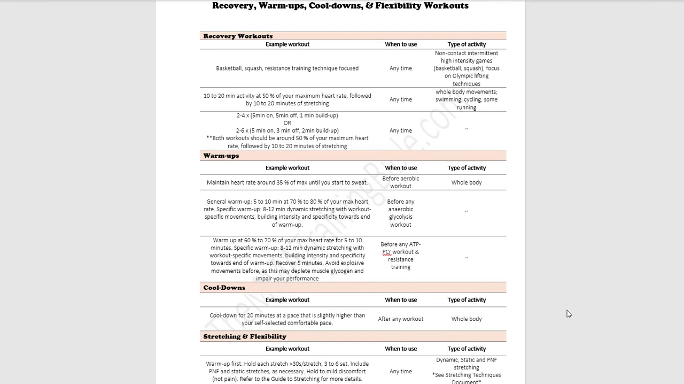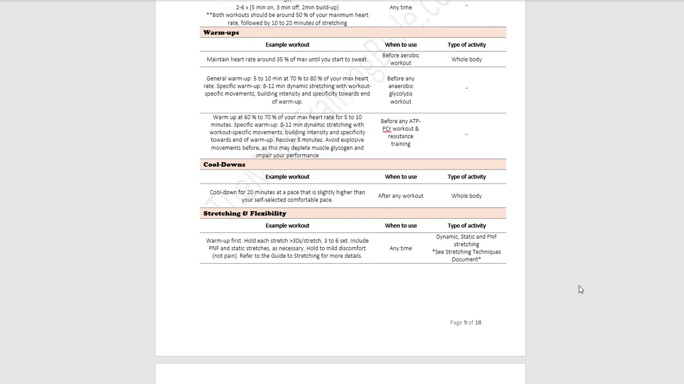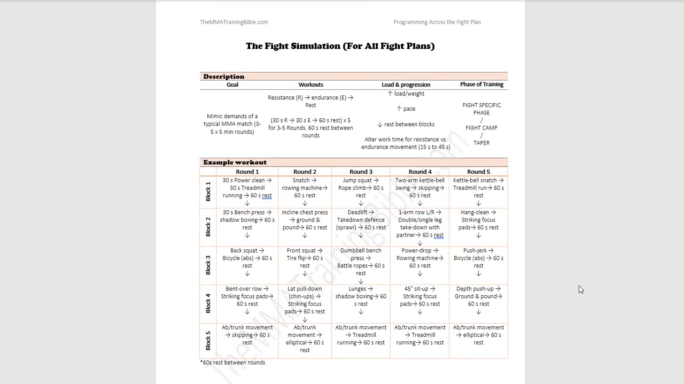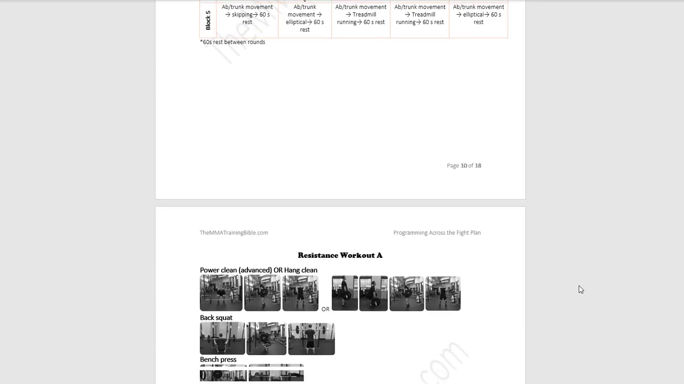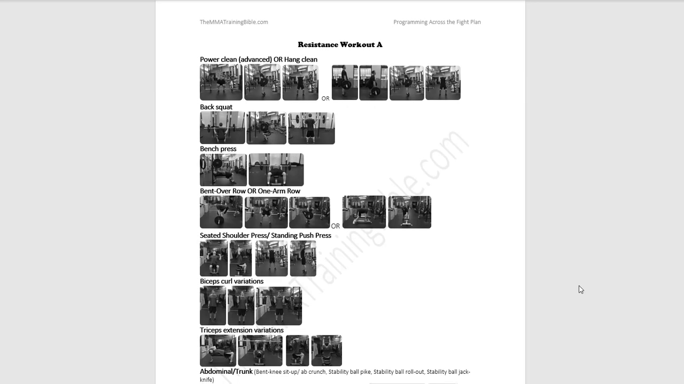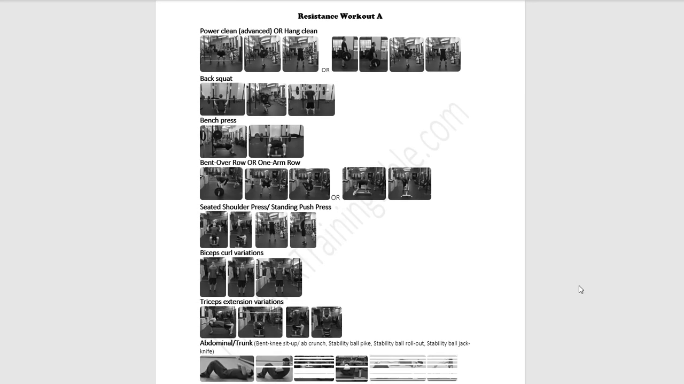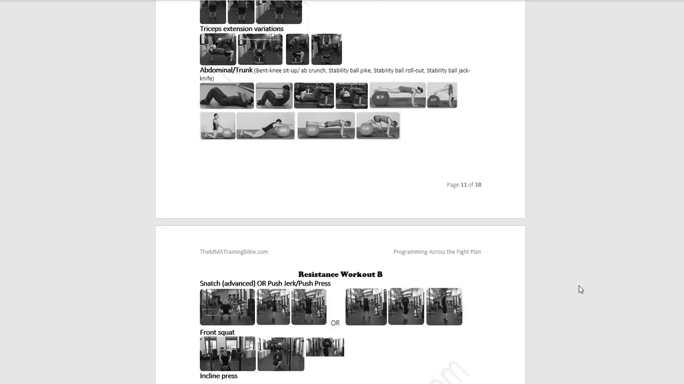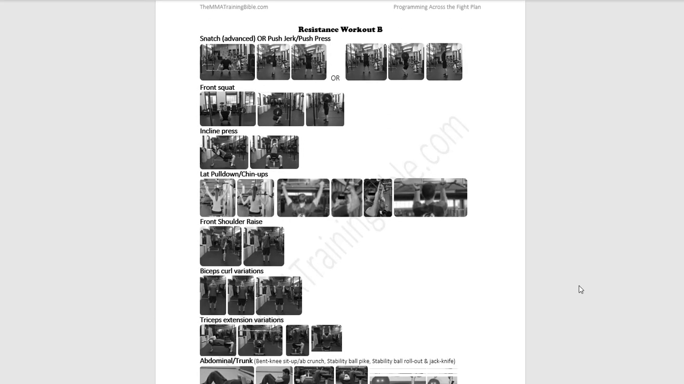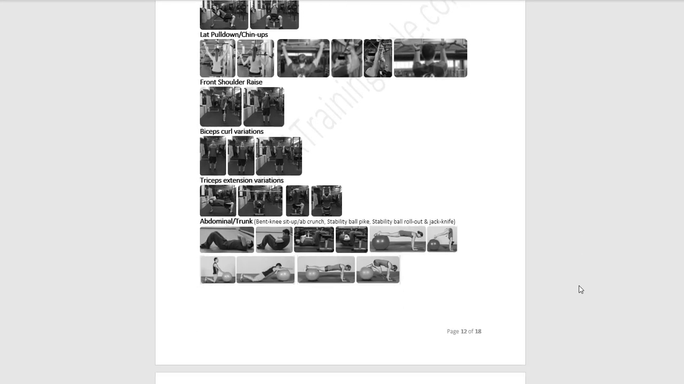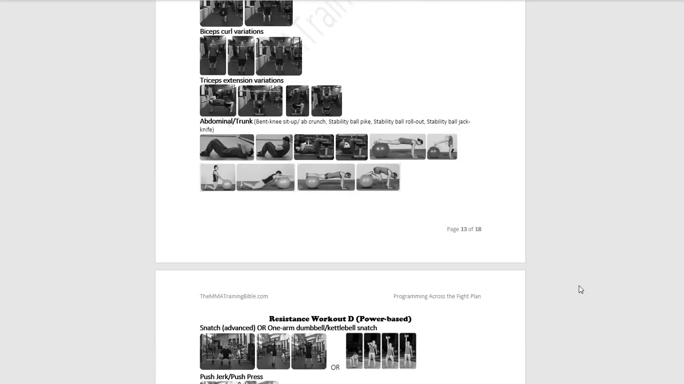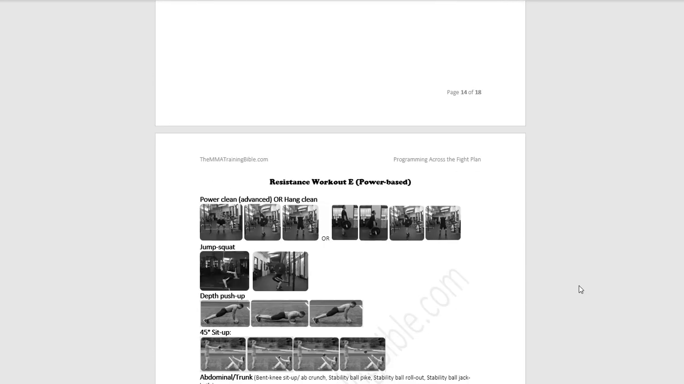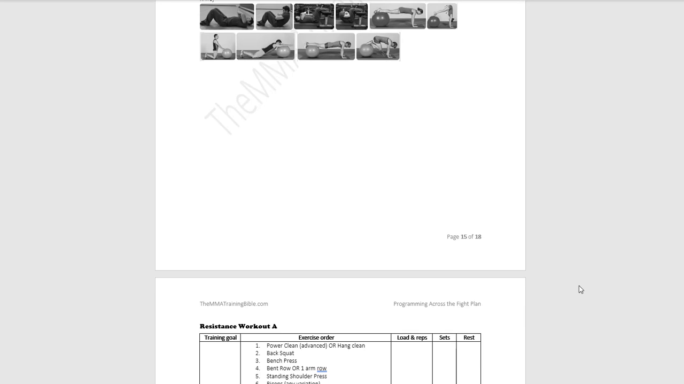And the remainder of the document, let's just quickly scroll through it so we have a look. So we covered the fight simulation, so you know what you're getting there. Again, these are the example workouts that I showed you. Resistance workout A with the pictures, so you know exactly what to do. Resistance workout B and C here, and D and E.